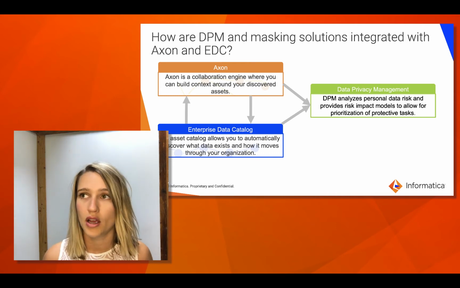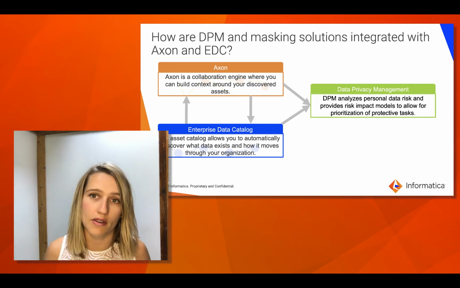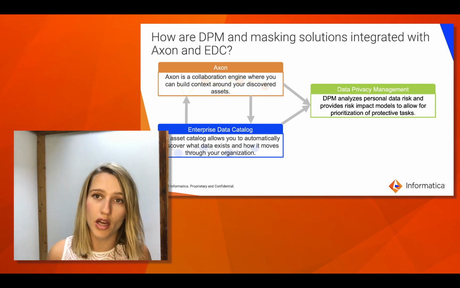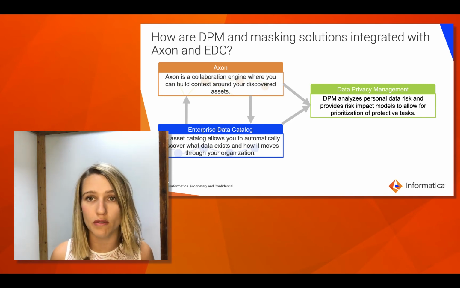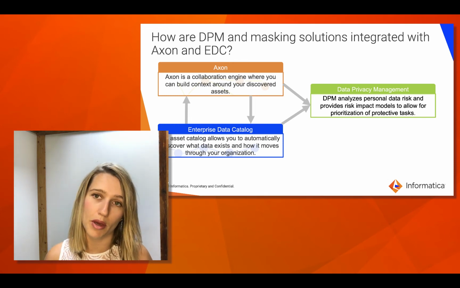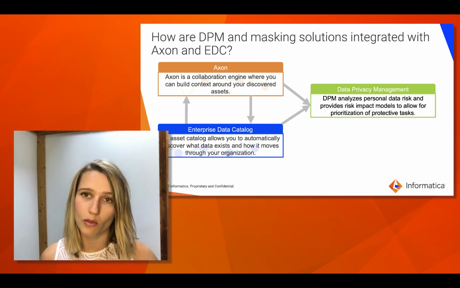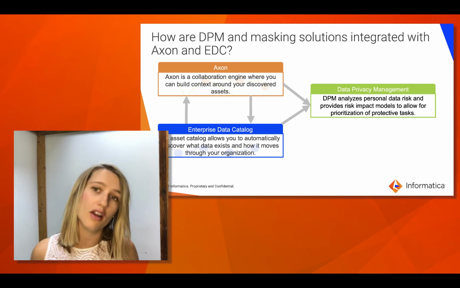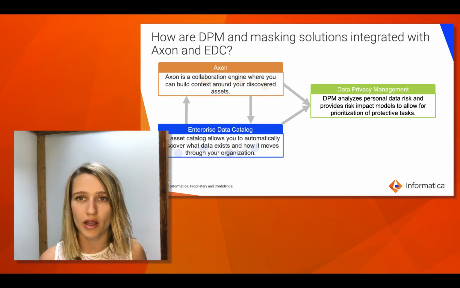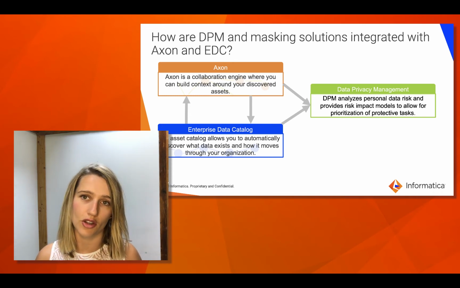For instance, where credit card number and first name and last name are found together, there should always be some masking involved. If there isn't, there might be a policy violation which is flagged in Axon and can then be resolved through a workflow, collaboration, and fixing the issue.